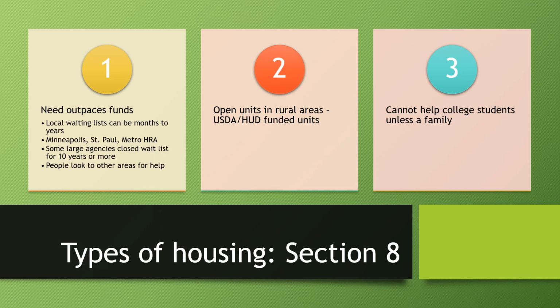The other change that happened within the last 15 years is the changes to college students. And it limits college students' availability to housing assistance only if there is a family involved or there is over an age range that the college student is no longer a dependent of that family.